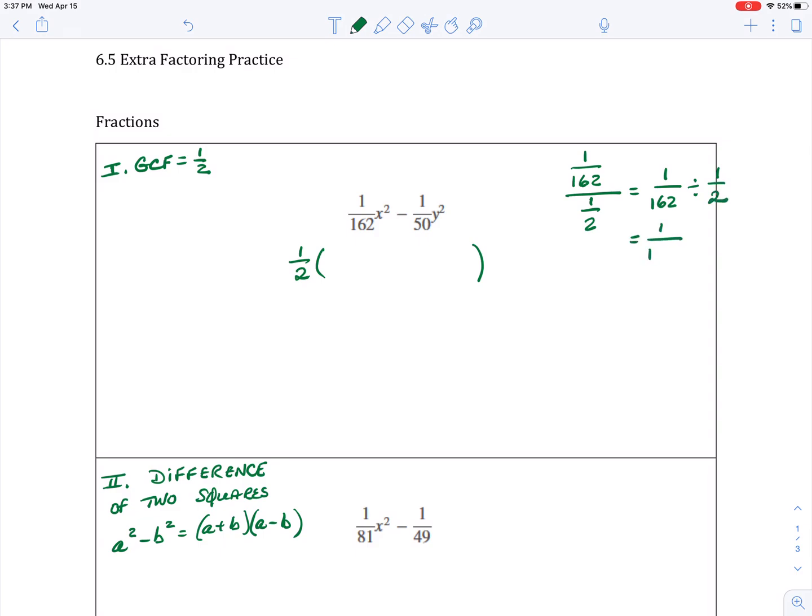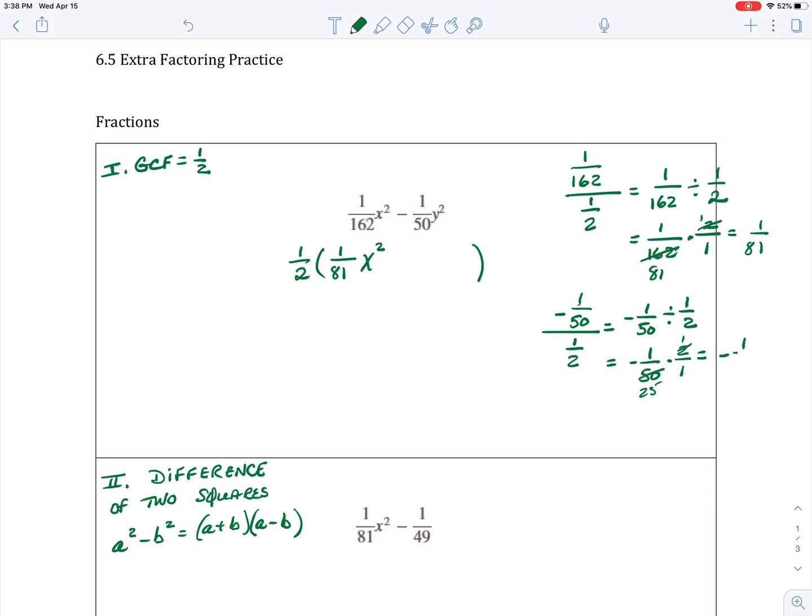So I wanted to show you all of these steps. When you divide by 1/2, that's the same as multiplying by 2 over 1, if you remember that reciprocal. So this works. The numeric part turns out to be 1 over 81, and then there's the x squared. So I'll go ahead and record that. And then I want to take the negative 1 over 50 and divide that by the GCF 1/2. And of course, just as in the previous one, this becomes times 2 over 1. And that gives me negative 1 over 25. And of course, then there's the variable y squared.